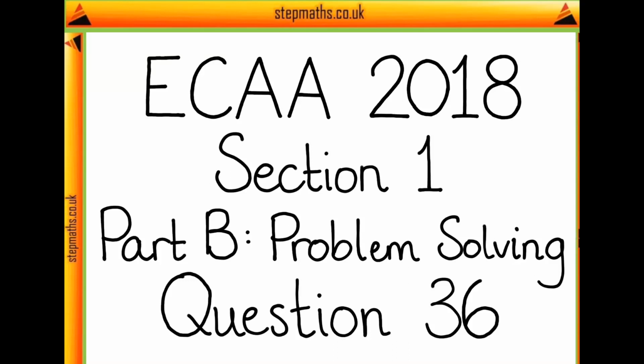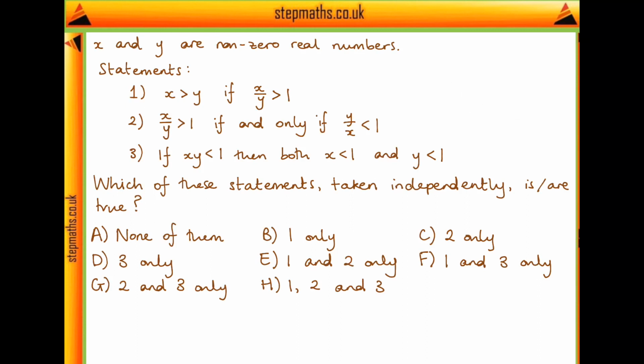Hi, I'm about to go through question 36 on section 1 of ECAA 2018. For this question, we're told that x and y are non-zero real numbers, and we're given 3 statements, and we're asked which of these statements, when taken independently, is or are true.